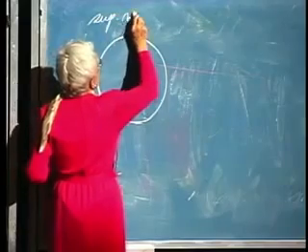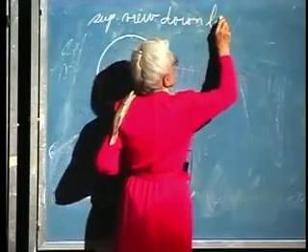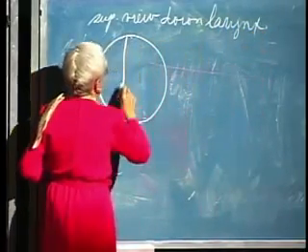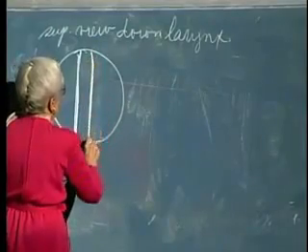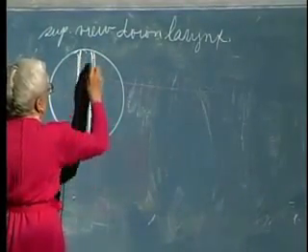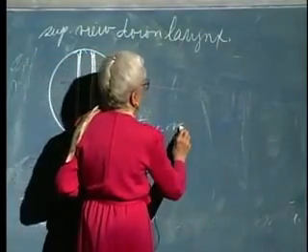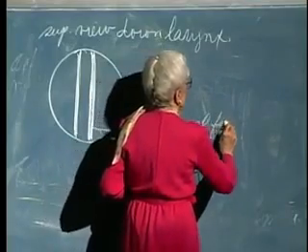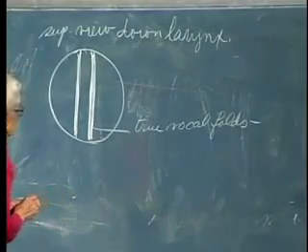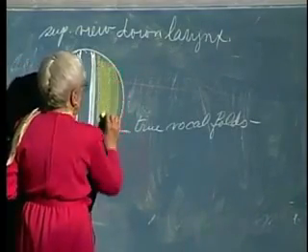Superior view down the larynx. And we'll see these two folds. These are our true vocal folds. And laterally, we'll have muscle.